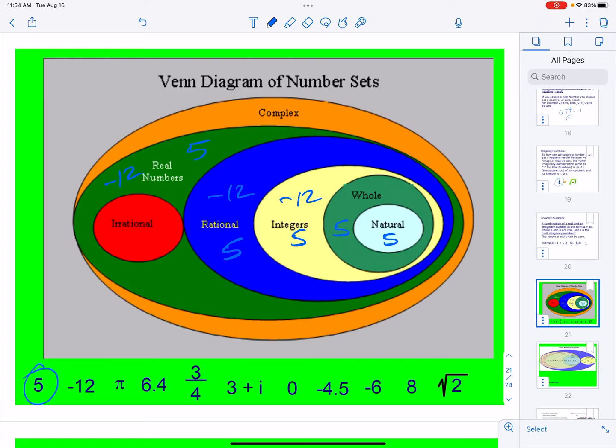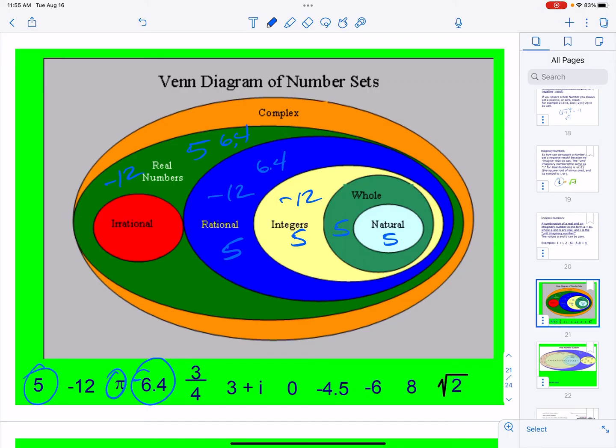Yes. Okay. Now what about 6.4 right here? What's that going to be? Well, would 6.4 be natural? No. Would it be a whole? No. Would it be an integer? No. Even if I put a negative on that one as -6.4, it's not going to be an integer. Just because it's got a negative doesn't make it an integer. But I can write this one as a fraction, so 6.4 starts out as rational, and then it would also be real.